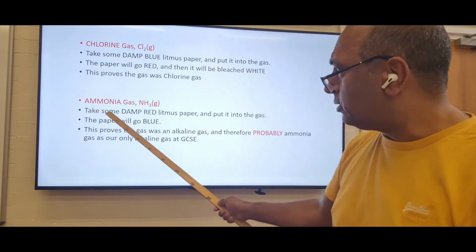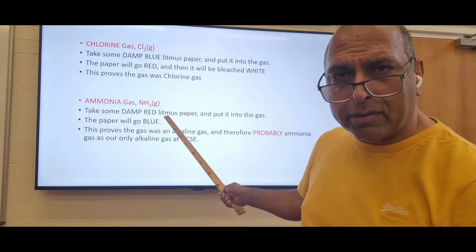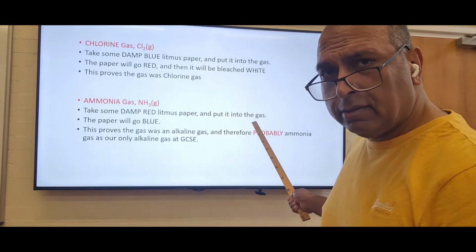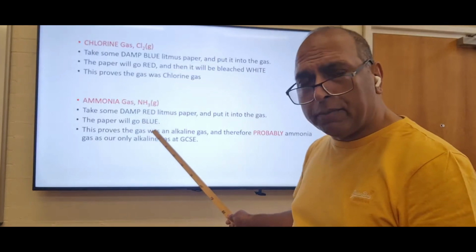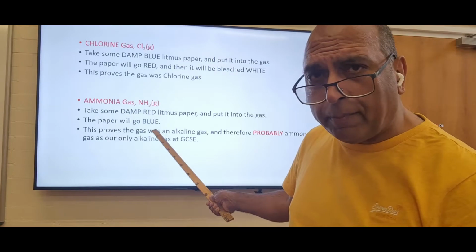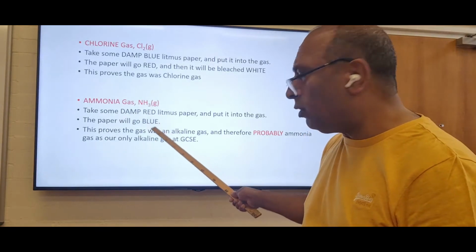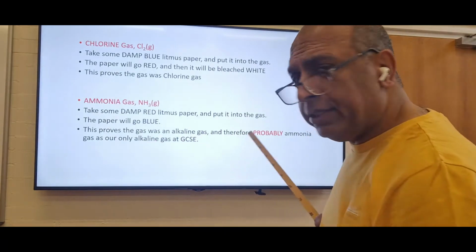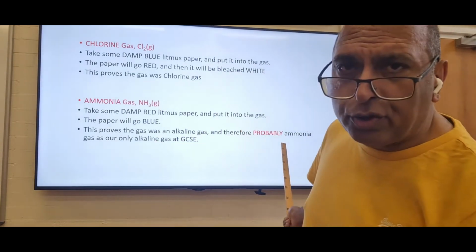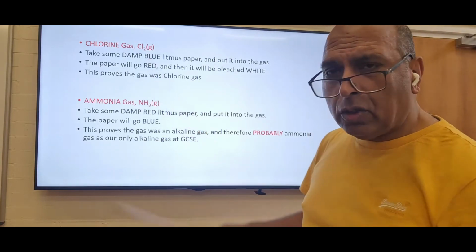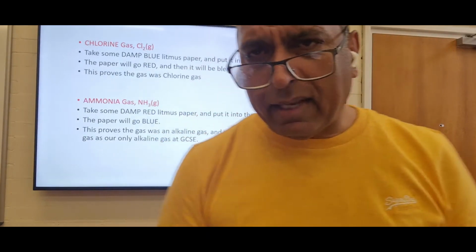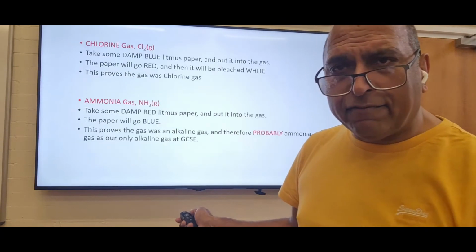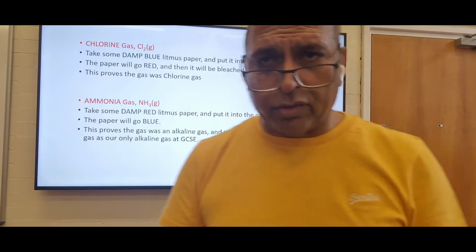So let's see what the test is. Take some damp red litmus and put it into the gas. When the gas goes into the dampness on the paper, the damp red litmus will go blue because it's an alkaline gas. And the alkalinity points you towards ammonia. So learn those two, and that makes 5 gases. Now if I go back, water and the 5 gases, learn those.